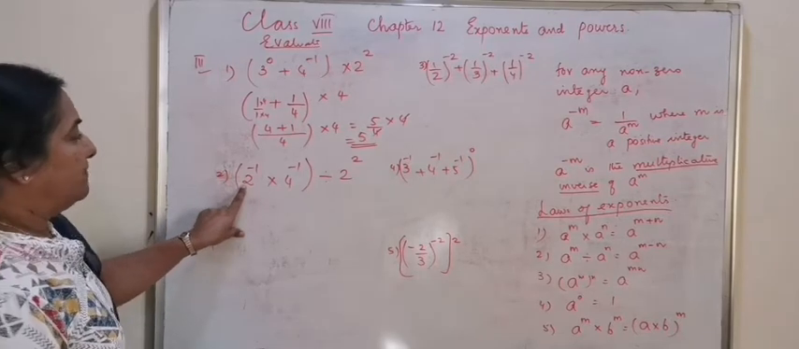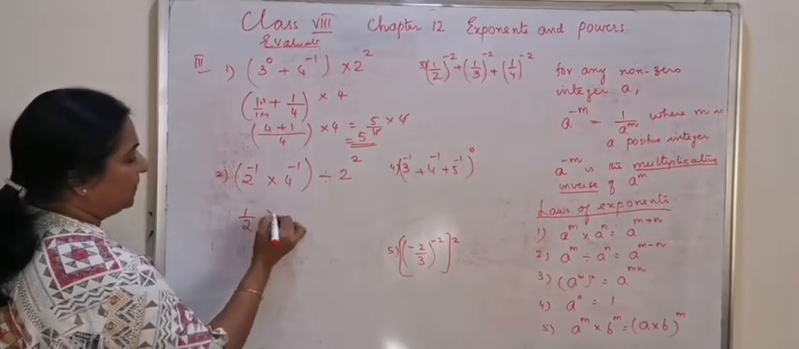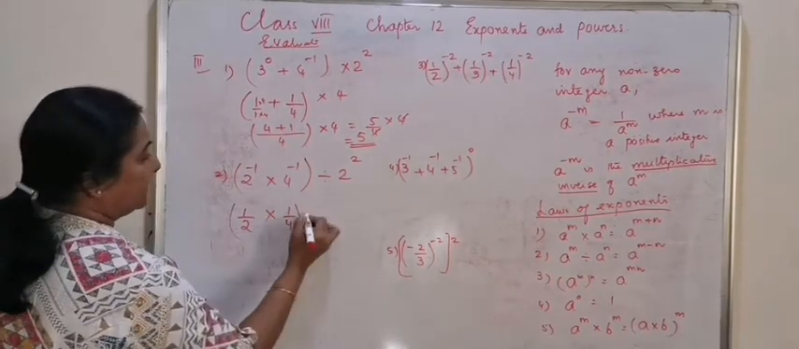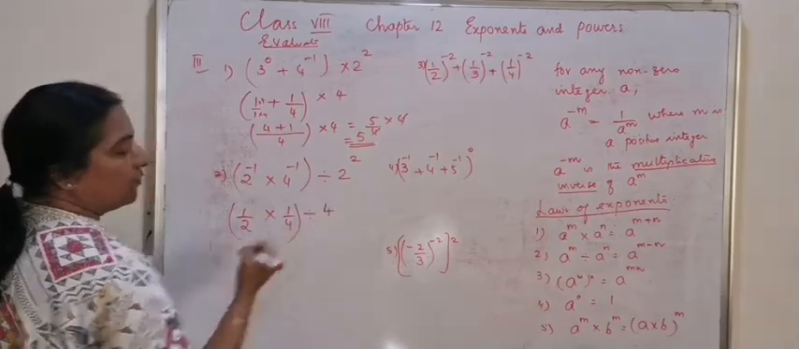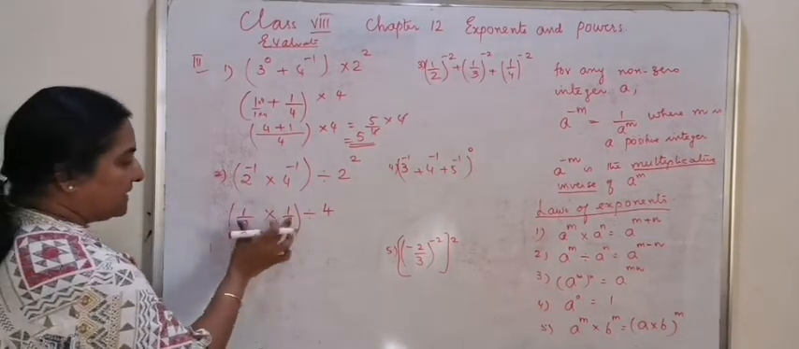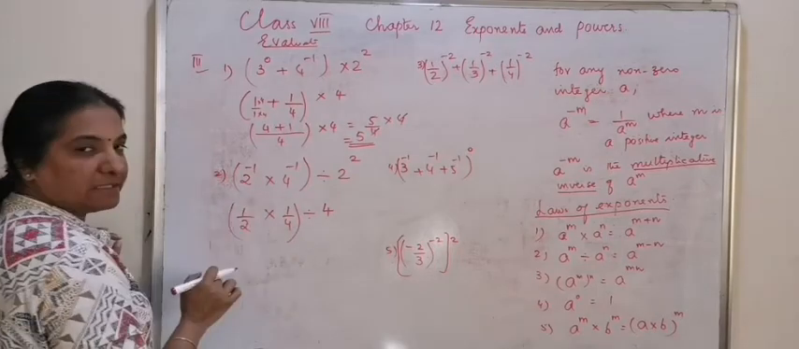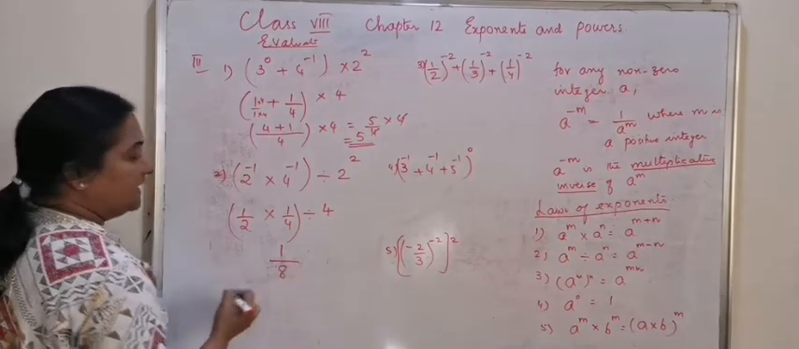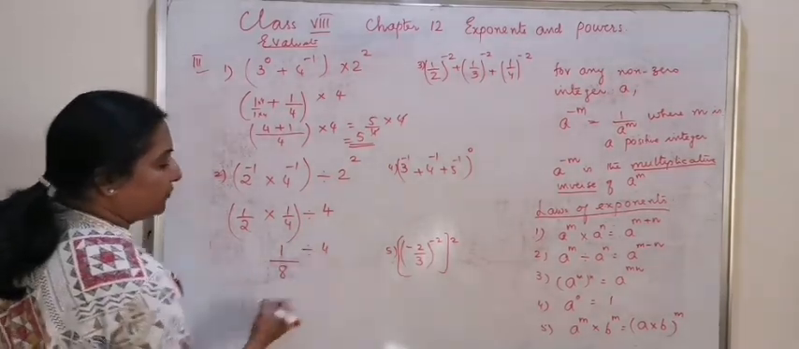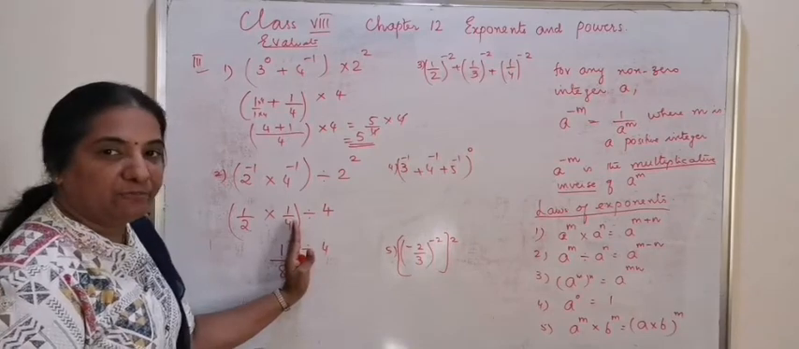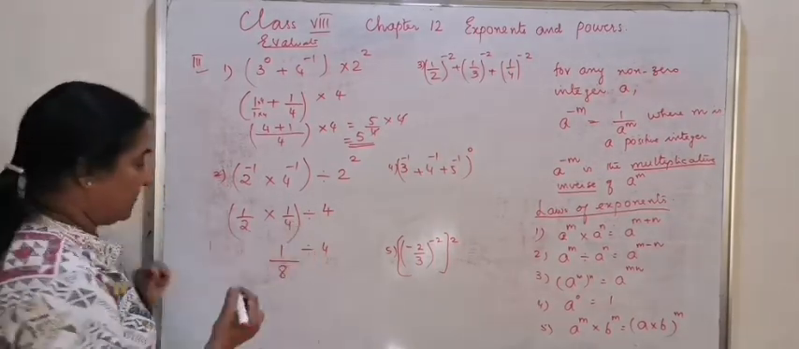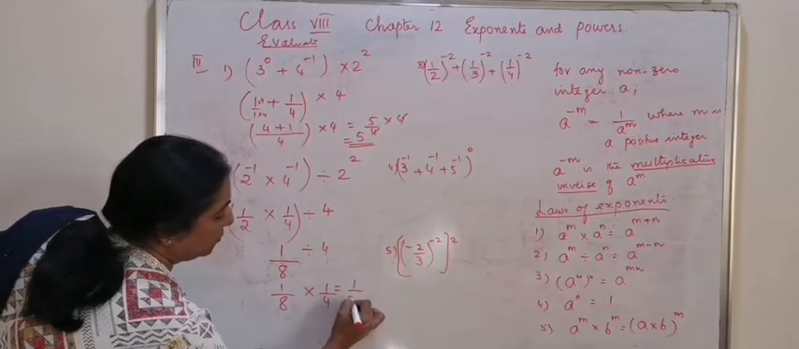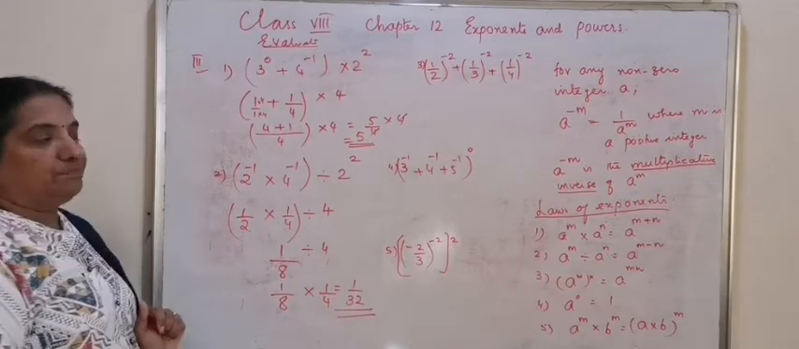Similarly, 2 to the power of minus 1 is the same as 1 by 2, into 4 to the power of minus 1, which is 1 by 4, divided by 2 square, which means 4. 1 by 2, multiplication of fractions is multiply the numerator, multiply the denominator. 1 into 1 is 1, 2 into 4 is 8, divided by 4. What is the meaning of divided by 4? It is multiplied by the reciprocal. That is 1 by 8 into 1 by 4, or 1 by 32.